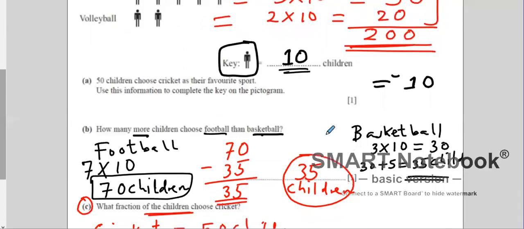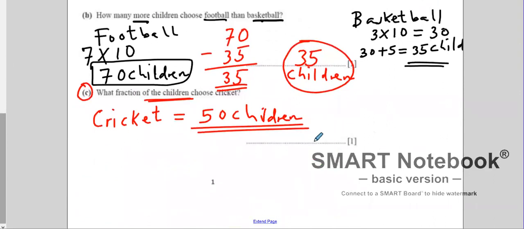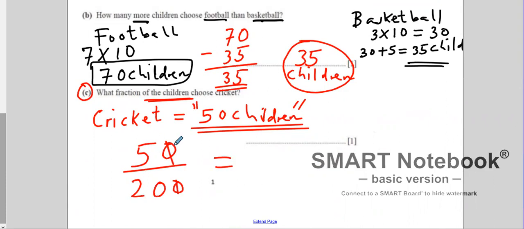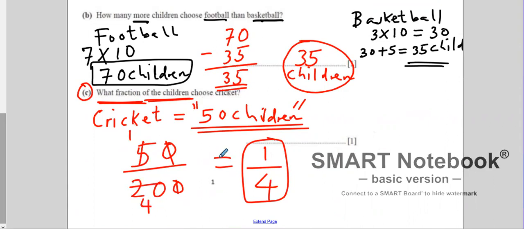So total number of children is 200. Now, what fraction of the children choose cricket? That means you take 50 for cricket, divide by the total number of children, which is 200. And then upon simplifying, you're going to get 1/4. This is the fraction of children who choose cricket. Dividing by 5, 1 and 4. The fraction of the children who choose cricket is 1/4.